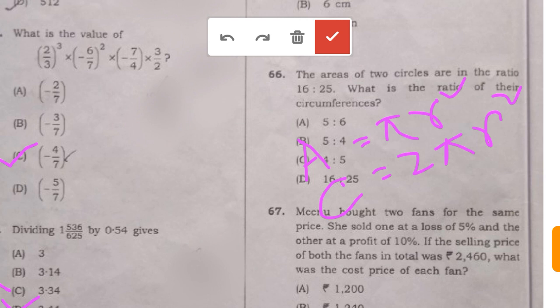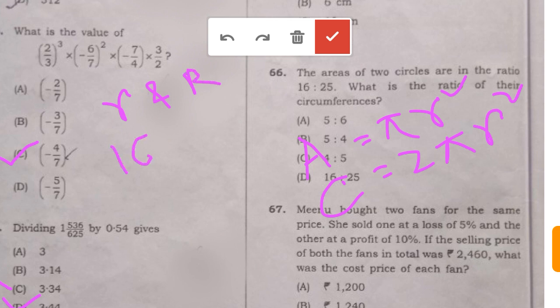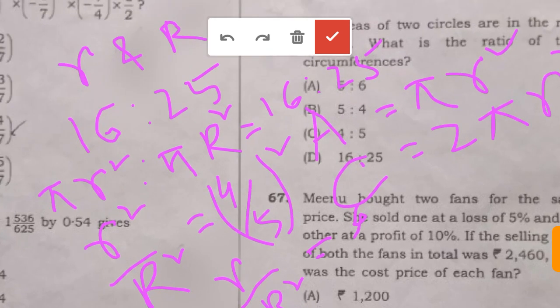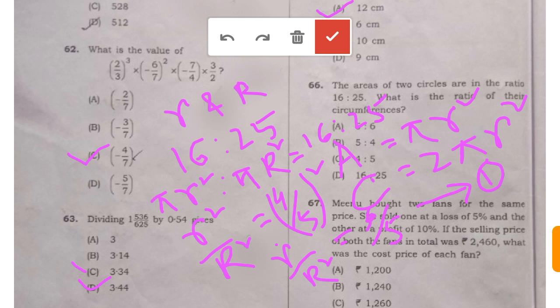Okay, let the radii of the circles be small r and capital R. The ratio of the area is given as 16:25. That means pi r square is to pi capital R square is equal to 16:25. That means small r square by capital R square is equal to 4 by 5 whole square. We can write this in this way. So small r by capital R is equal to 4 by 5. Give this equation as equation number 1.